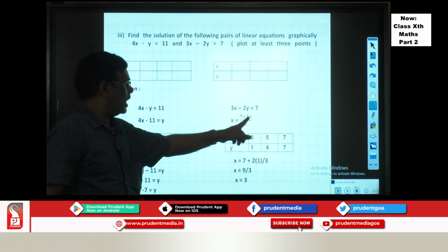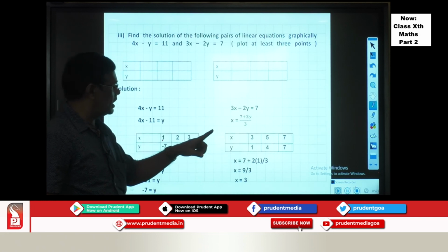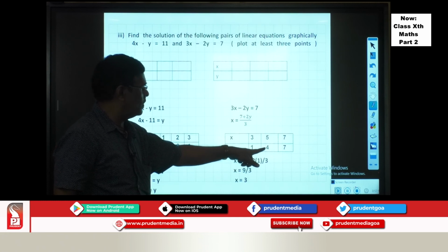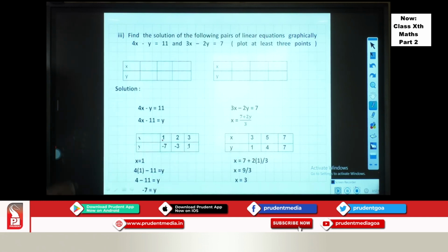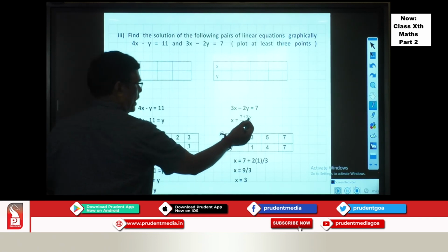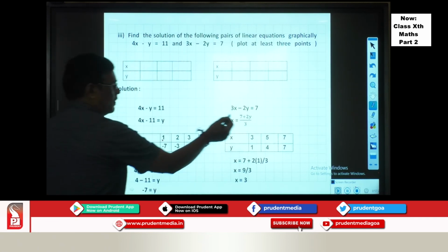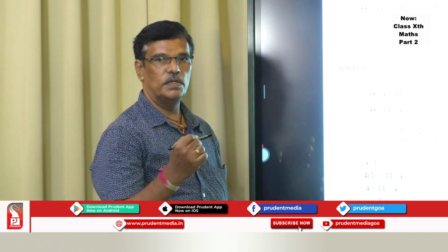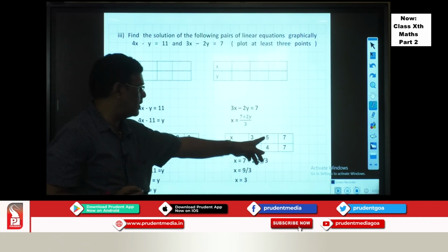Now I have taken the value of 1. Now see the second part. In the second case, I have substituted the value of y as 4. See why? Because 4 2s are 8, and 8 plus 7 is 15, and 15 is divisible by 3. So 15 divided by 3, I am getting the answer 5.